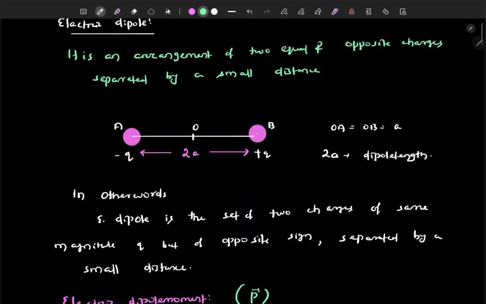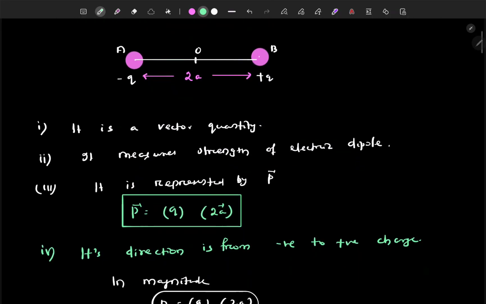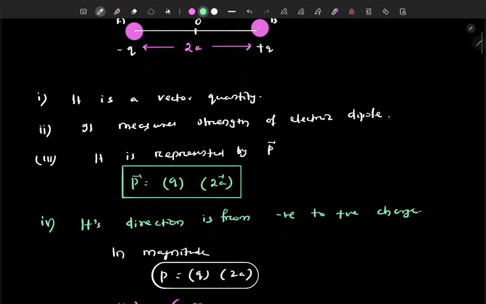So this is about electric dipole and dipole moment. Dipole means an arrangement of two equal and opposite charges separated by a small distance, and dipole moment is the product of magnitude of either charge and the dipole length. Dipole length is the separation between the two charges.